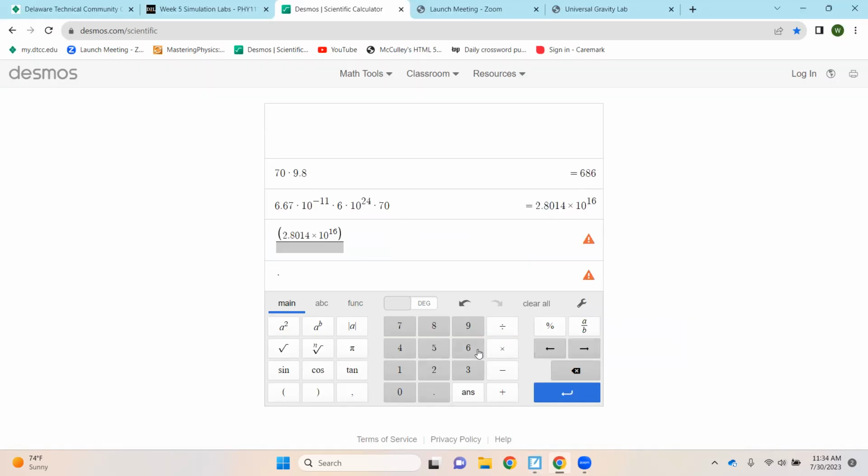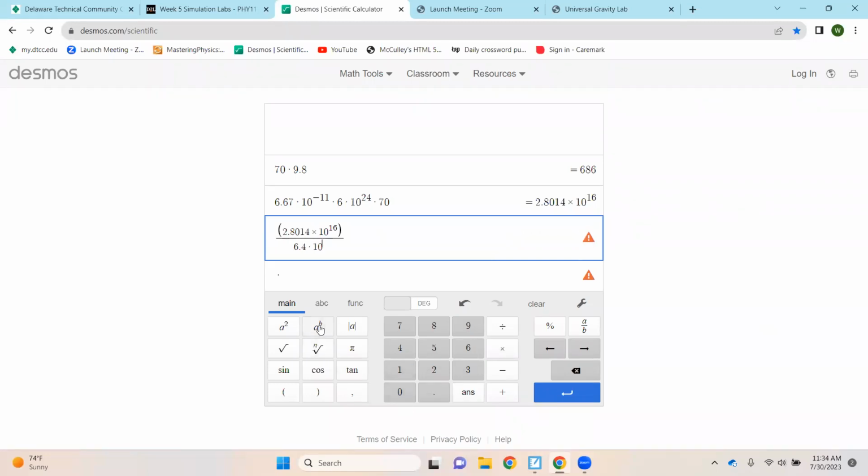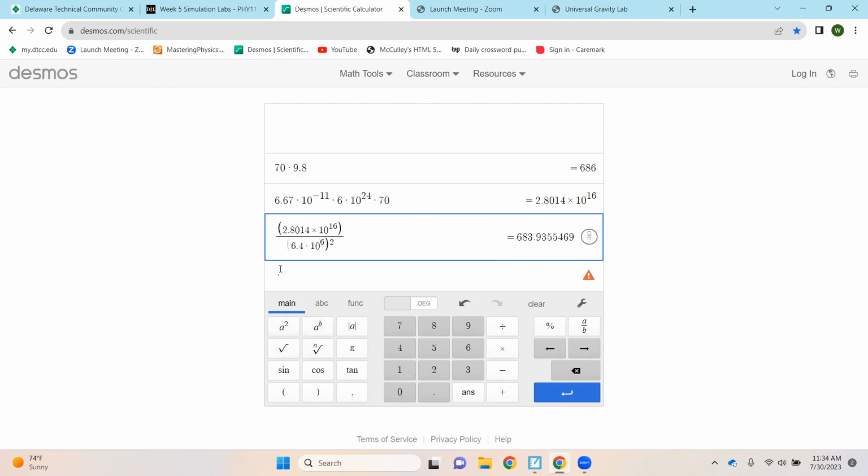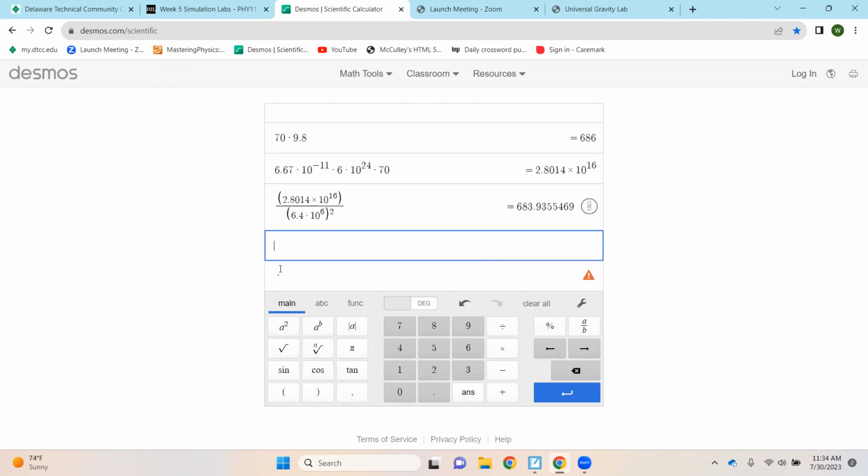So 6.4 e to the 6th. Ooh, wrong e. Times 10 to the 6th. And then I need to square that. All right, so I think I have everything. It looks good. And we got a number like 684, so 683.935. If we look at that compared to our answer for the other one, I'm going to just try to copy that.